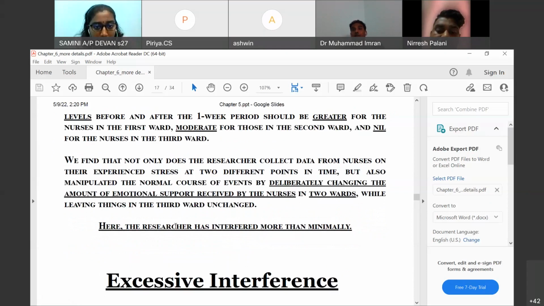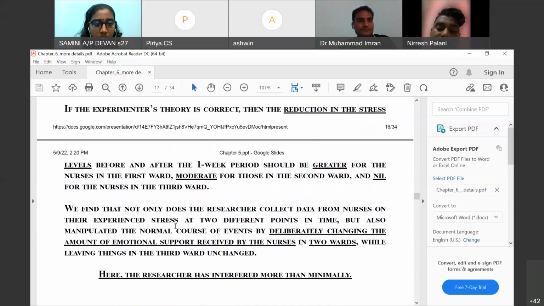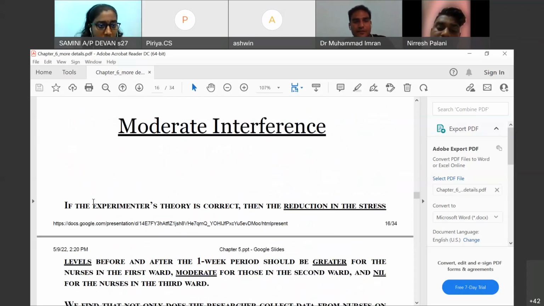Minimally, yes. Before, in the first step, minimum interference, he just collected the data and reported the result. Okay, there is a relationship. But here he did the practical, empirical, sorry, I want to say experiment. He did the experiment. Okay, first group, different emotional support, maybe technician and doctor.